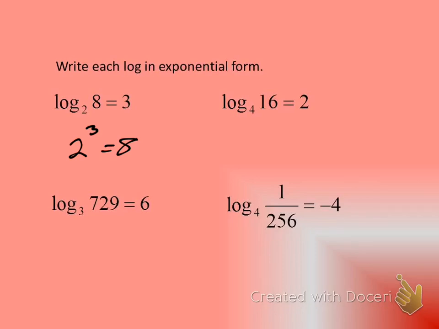Good. Log base 4 of 16 equals 2. How would that be? 4 squared equals 16, okay? So the ones you know, that makes pretty easy sense, right? And you can always go back to that if you need to. But you are going to eventually get to ones where you may not know it, so you need to know how to do it just looking at it, okay? So the base on this one becomes the base of your exponent. This 6 goes to the exponent, and then 729 goes to the other side. So 3 to the 6 equals 729. What about the last one?